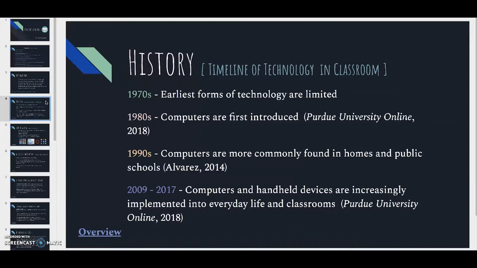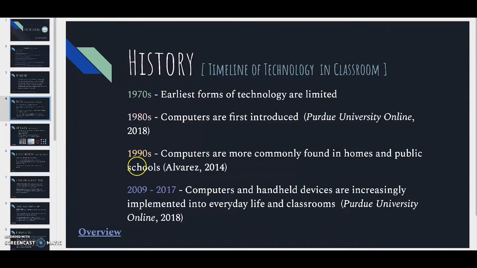The history. In the 1970s, the earliest form of technology was very limited. It was only calculators, videos, and Scantron. In the 1980s, computers were first introduced, and it was revolutionary. In the 1990s, computers were more regularly a part of everyday life, and some teachers even had at least one PC in the classroom. This was for instructional purposes only.